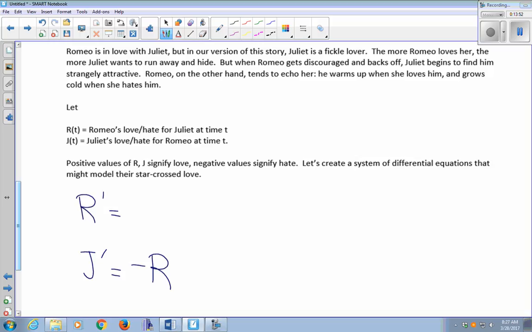All right, but Romeo echoes Juliet. So he warms up when she loves him and grows cold when she hates him. So we're just going to put a positive J here. So when Juliet's feelings are positive, Romeo's feelings grow. Does that make sense? So this is most of what your project is about. It's called The Arc of a Love Affair, and you're going to analyze several different Romeo and Juliet situations.